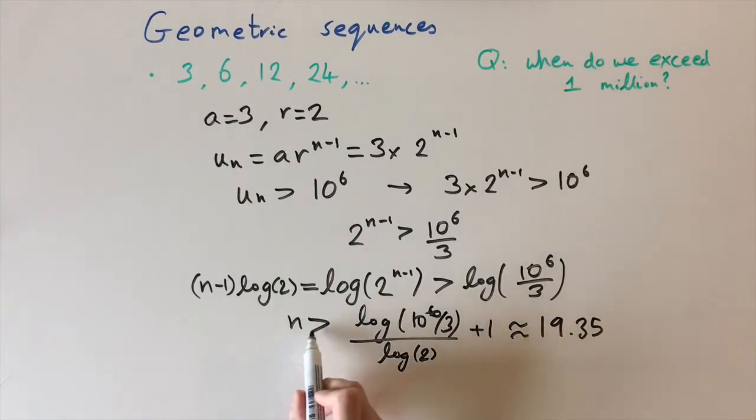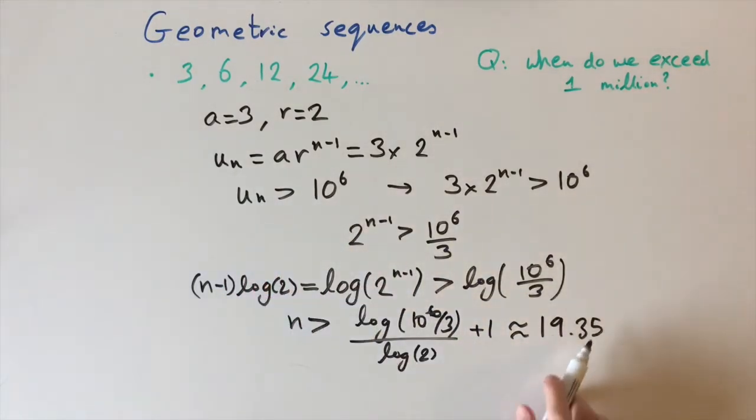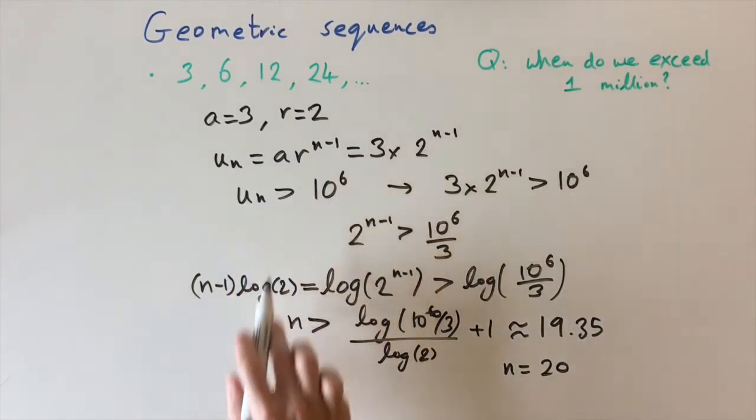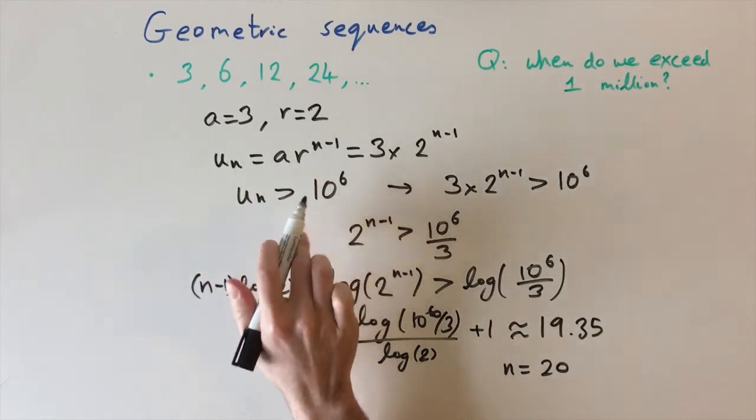So this gives us a condition for when our term in the sequence is bigger than 1 million. This isn't an integer, so 19.35 isn't going to appear in our sequence. But what it does tell us is the next number up. So if we take n equals 20, this is greater than 19.35. It's the first integer that is greater than this. And it's equivalent to this inequality, so it tells us that the 20th term in the sequence is greater than 1 million.